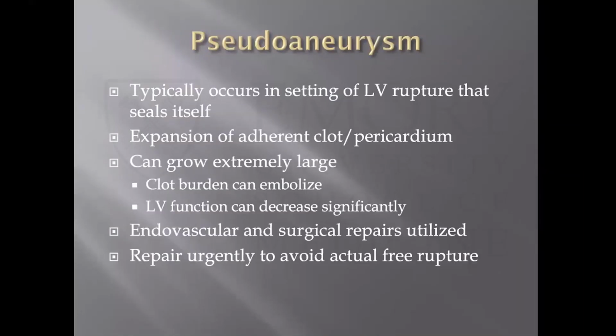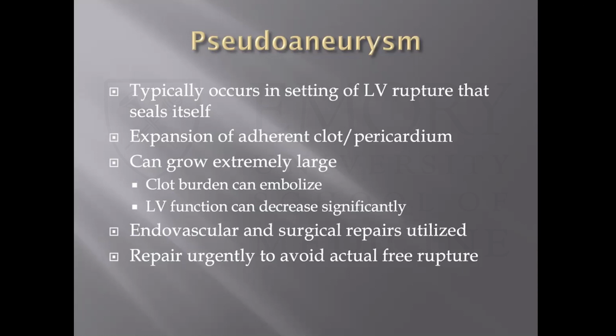Pseudoaneurysm is a little bit of a different presentation. This may occur in the setting of an LV rupture that somehow manages to seal itself with the surrounding tissue. It's not a true rupture of all layers of the myocardium, but more of just, you've got a rupture, but then you've got this aneurysm that's actually formed by the clot in the pericardium around the MI.